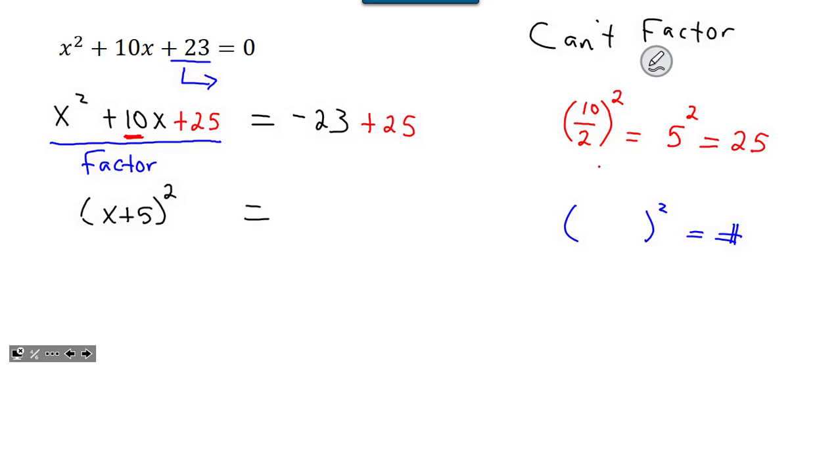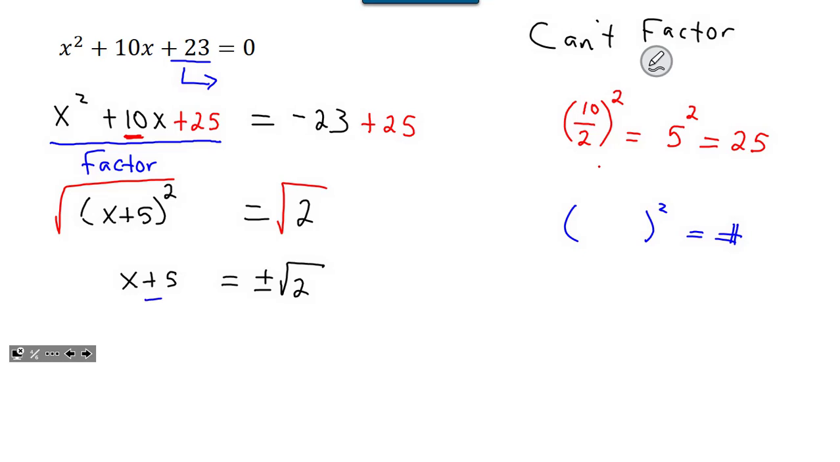Over here on the right-hand side, we have negative 23 plus 25, which is going to give me positive 2. And so I have x plus 5 squared is equal to 2. So I am right back to the square root method, and now I just finish this off using it. I take the square root of the left-hand side and the square root of the right-hand side, and that gives me x plus 5 is equal to plus or minus the square root of 2.